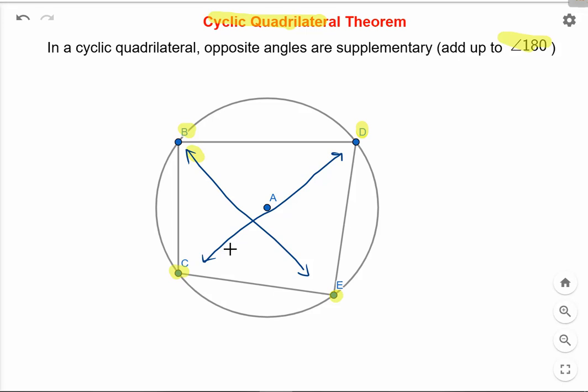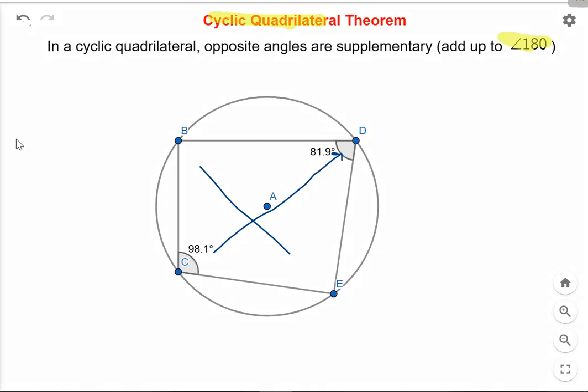So let's measure the angles and check whether they are indeed supplementary. So we have angle BCD that is giving us 98.1. Let's measure the opposite angle, which is angle EDB, that is giving us 81.9. Now let's add the two opposite angles to verify whether they are supplementary. So angle BCD is 98.1 degrees, and angle EDB is 81.9 degrees.